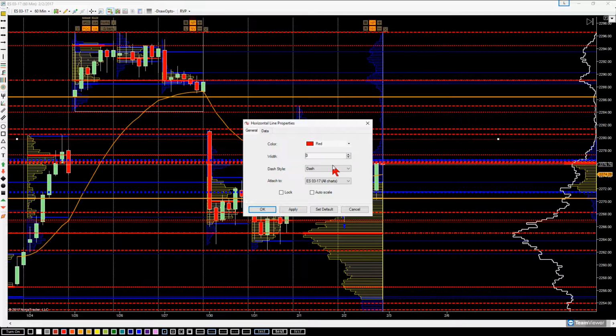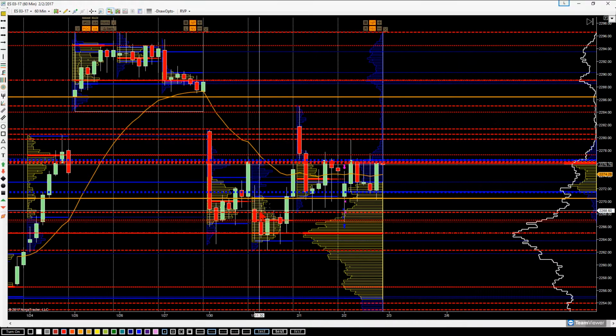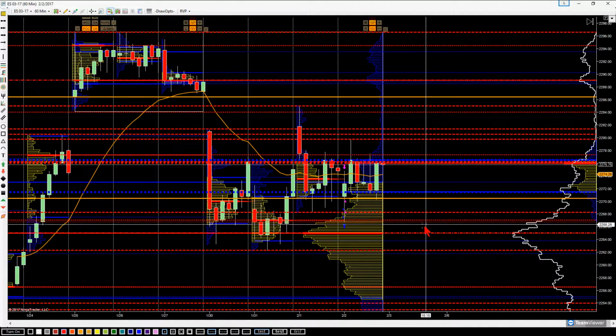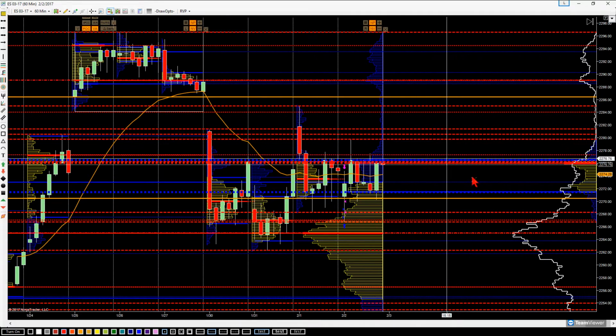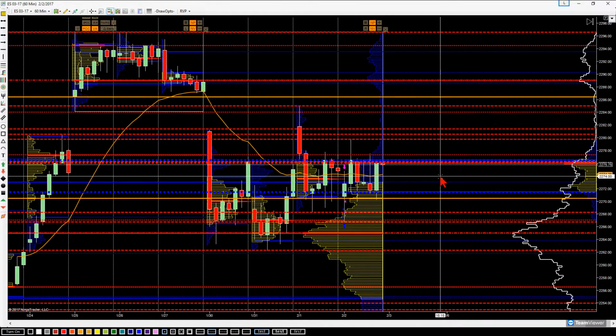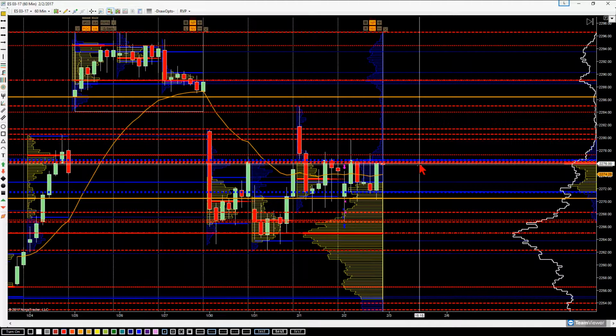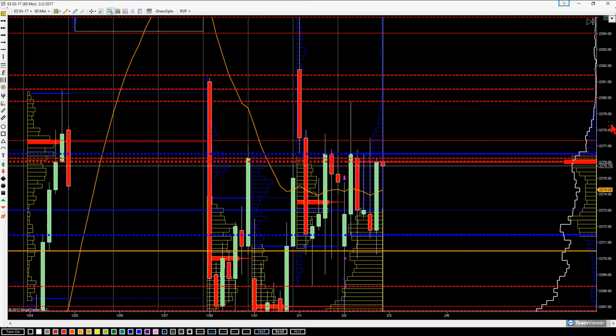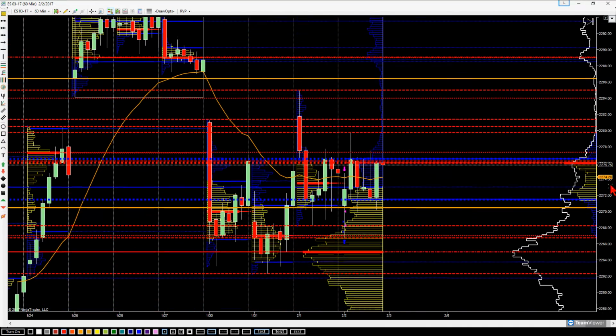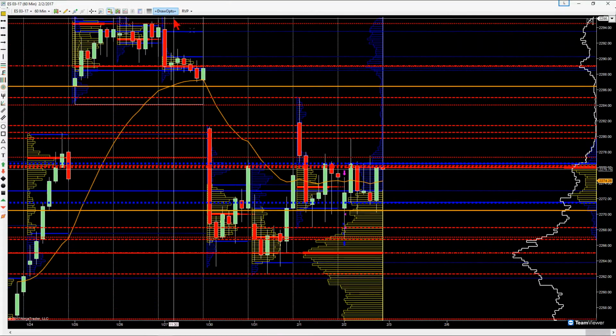This is nice. And this one should be thicker. Okay, so now we have yesterday's high, yesterday's low drawn in, overnight high, overnight low, and all the volume profile areas drawn in as needed. Okay, let's take a look at expectation.